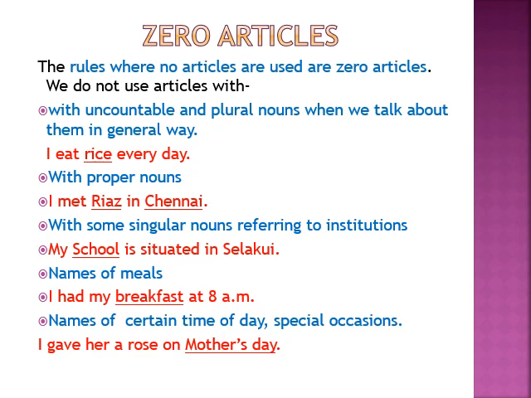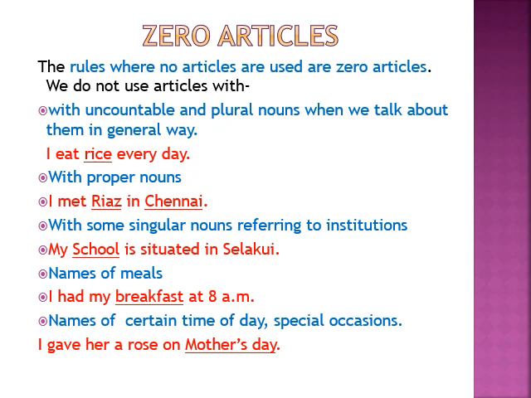We don't use any article with uncountable and plural nouns when we talk about them in a general way. For example, I eat rice every day. So rice is an uncountable noun. So we don't use any article before uncountable and plural nouns. With proper nouns: I met Riaz in Chennai. So Riaz and Chennai are both proper nouns, so we aren't using any article before them. With some singular nouns referring to institutions: My school is situated in Selako. So Selako is a singular noun referring to an institution. So we aren't using any article before school.